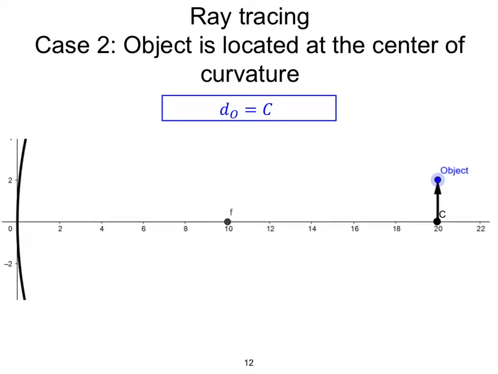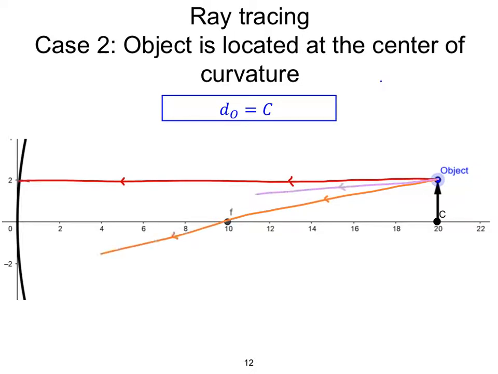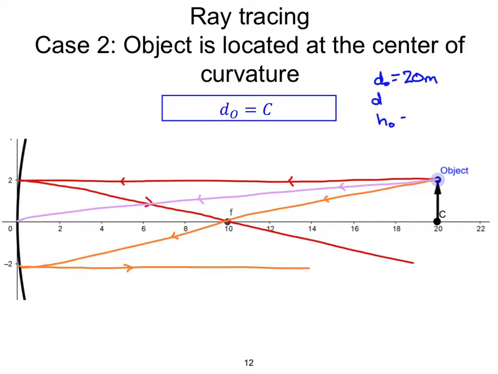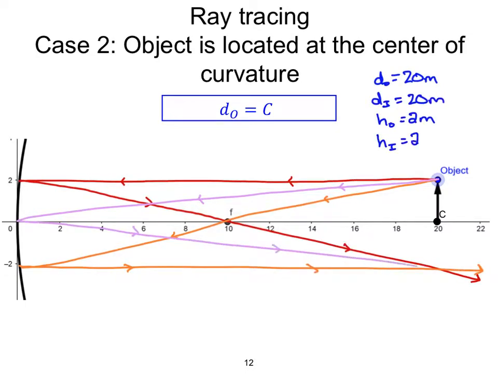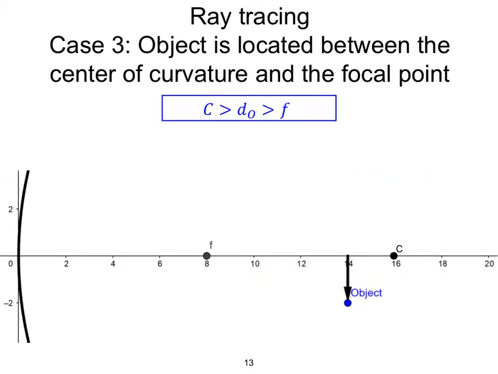The next case is when the object is located at the center of curvature. Again, I start with the parallel ray, then the focal ray, and finally the central ray. We find that the image is located exactly at the center of curvature as well, and it is the same height as the object. The image is also still real and inverted.